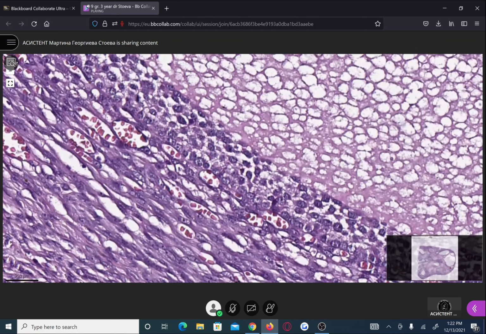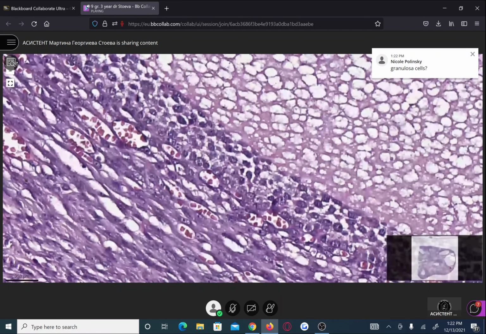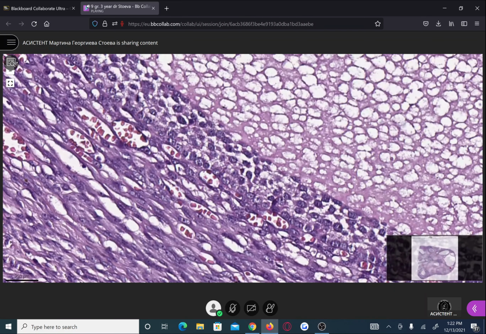No, the theca cells are the outer cells. There are theca interna and theca externa cells. But this is the outer layer. These are granulosa cells. Yes, that's right, Nicole. These are granulosa cells. The inner layer is composed of granulosa cells and the outer layer of theca cells, with theca interna and theca externa cells.